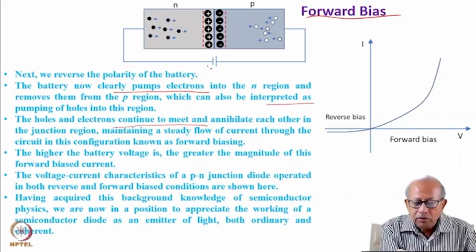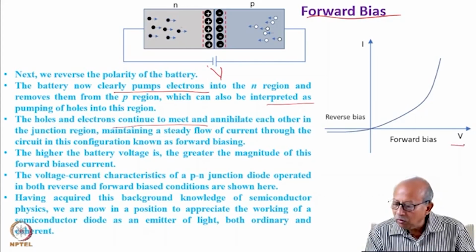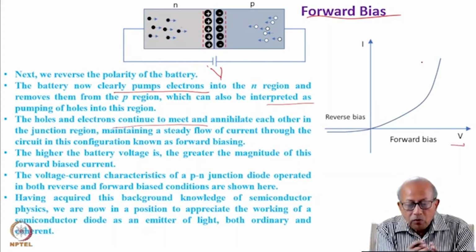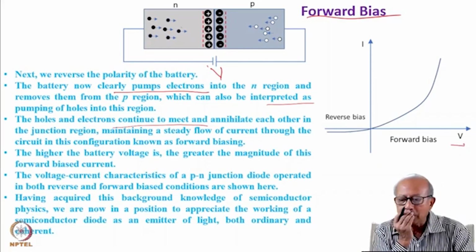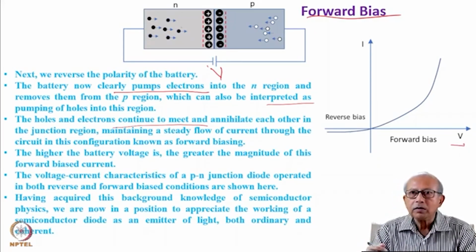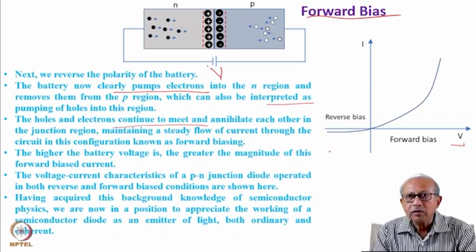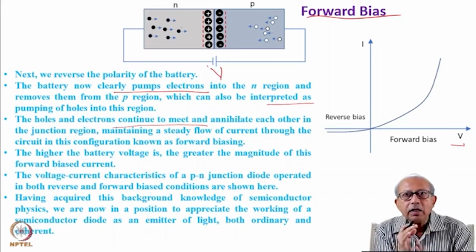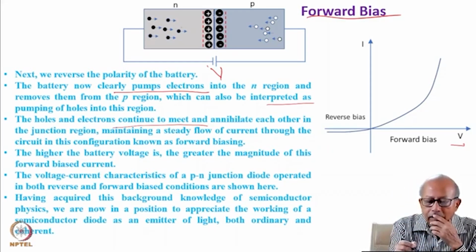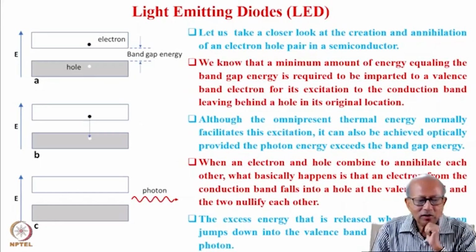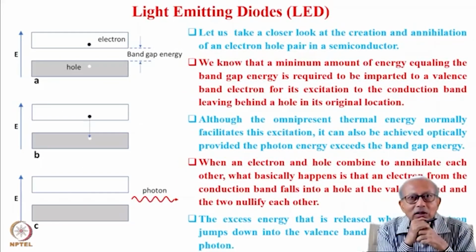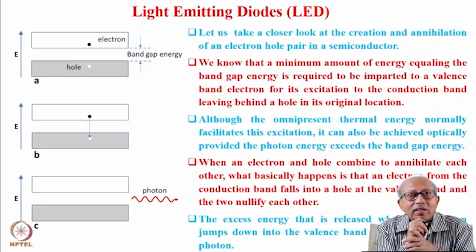And if you increase the voltage, more current will tend to flow because it will pump more and more electrons in the N side and holes in the P side. So this is called forward, and this is the reverse branch. So it behaves like a diode because it allows current to flow in one direction and no current to flow in the other direction. Now, most interestingly, this diode can actually emit light.